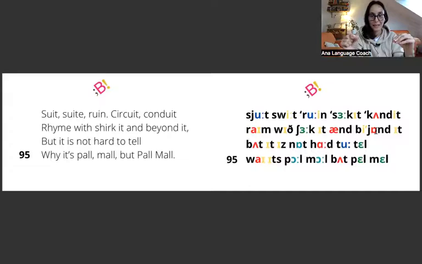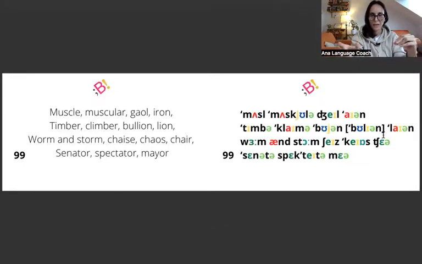But it is not "had", you can see that there is no R. Had, to tell why it's pole, mole, but pale, mel, pale, mel. Let's keep going. Then we have muscle, muscular, muscular, jail, jail, iron, iron. Can you see there is no R?